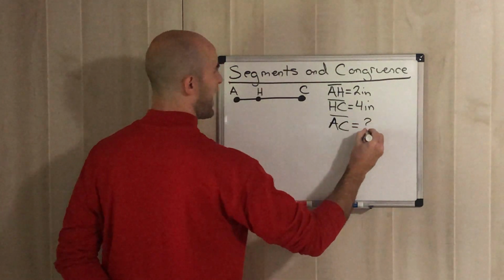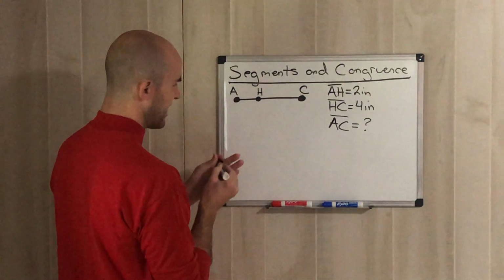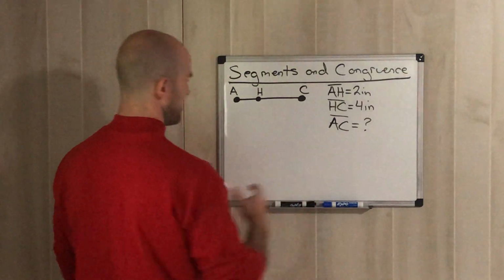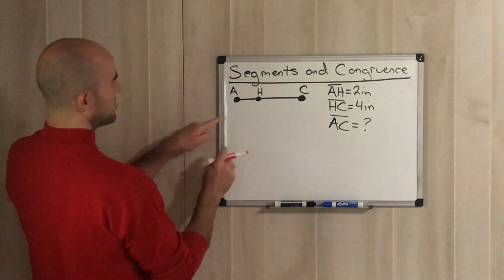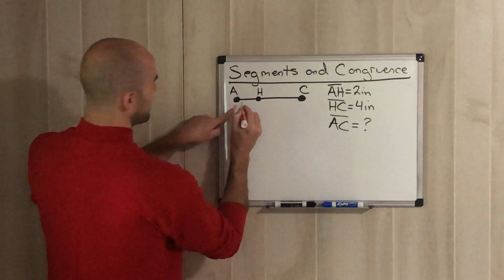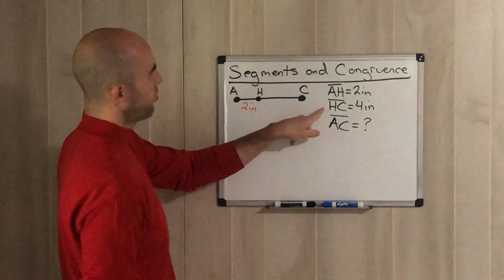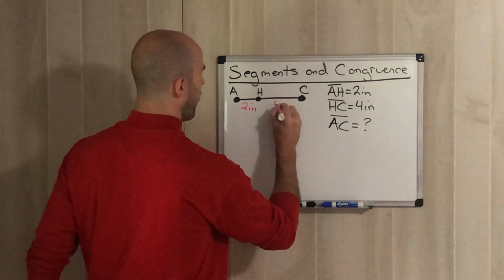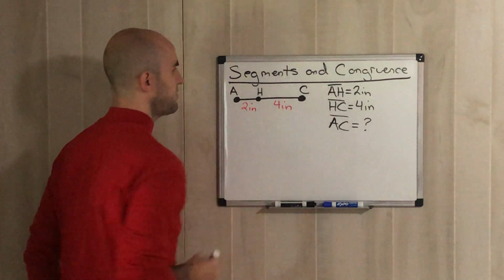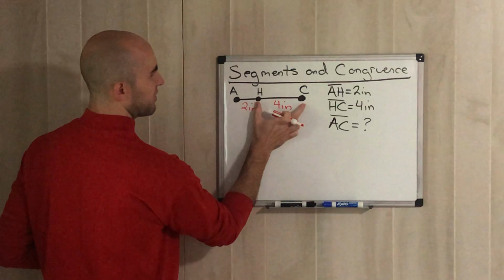If I wanted to figure that out, let's look at what we know. We know that AH, and let me write it in a different color just so it's easier for you guys to see, let's say that we know AH is 2 inches. So AH, we know that that's 2 inches right there, right? We know that HC right there is 4 inches, right? So we know that this part is 2. We know that this part there is 4.